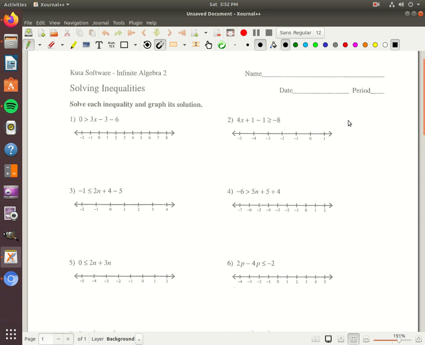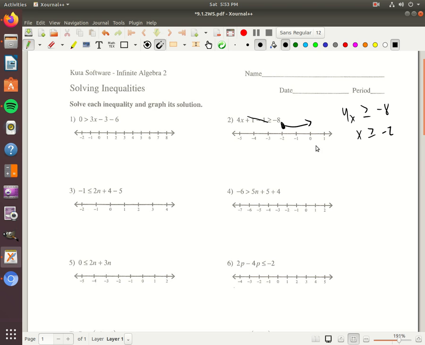So looking at number 2, obviously the plus 1 minus 1 goes away. So I get 4x is greater than or equal to negative 8. I'll divide by 4. X is going to be greater than or equal to negative 2. I'll go over here. I'll put a closed circle with an arrow to the right.